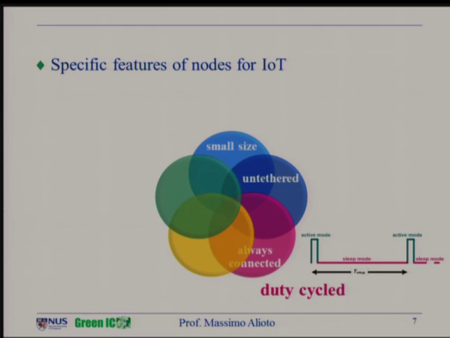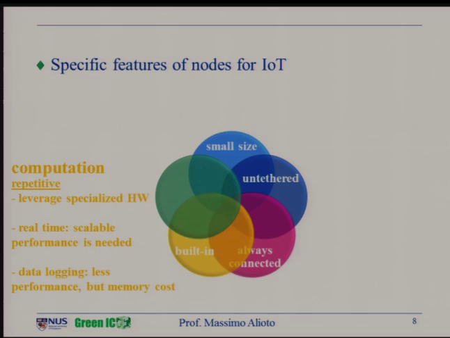The fact that IoT nodes are continuously available, so always connected, doesn't mean that we can perform useful operation all the time, because this would be impossible with such a tight power budget. So what we have to do is occasionally perform some active task in active mode, but most of the time we operate in sleep mode.